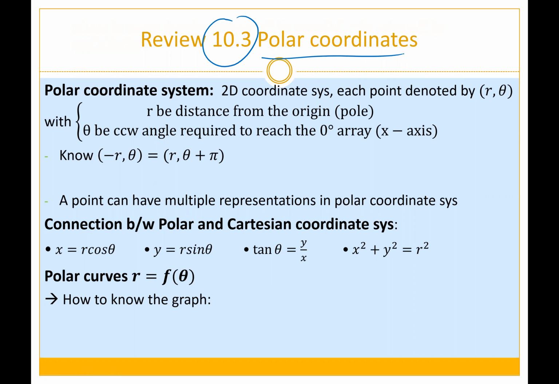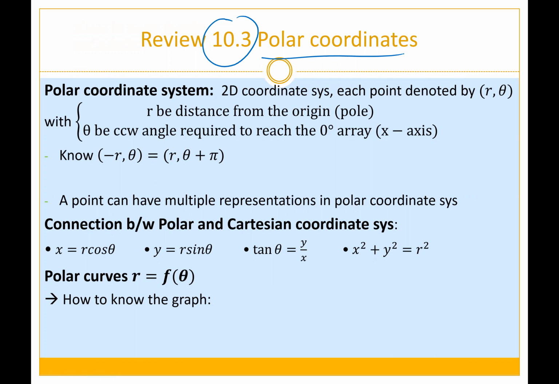The polar coordinate system is the 2D coordinate system with each point denoted by r and theta. These are the two coordinates of every single point, with r being the distance from the origin and theta being the counterclockwise angle required to reach the point from the 0-degree ray, or the x-axis.